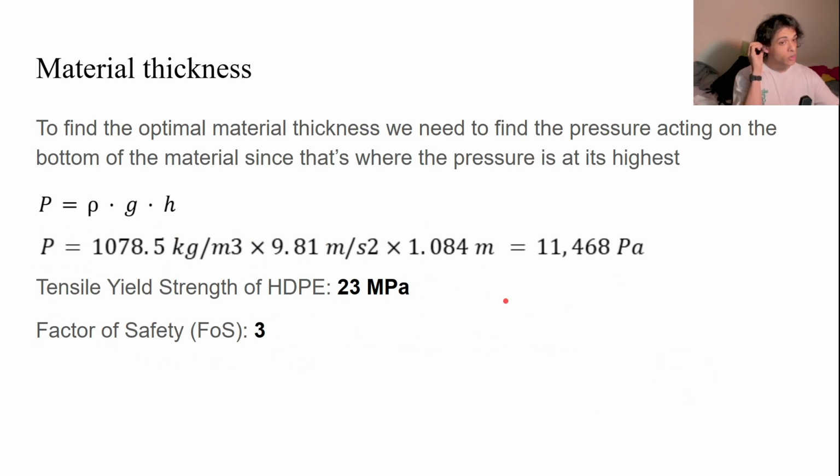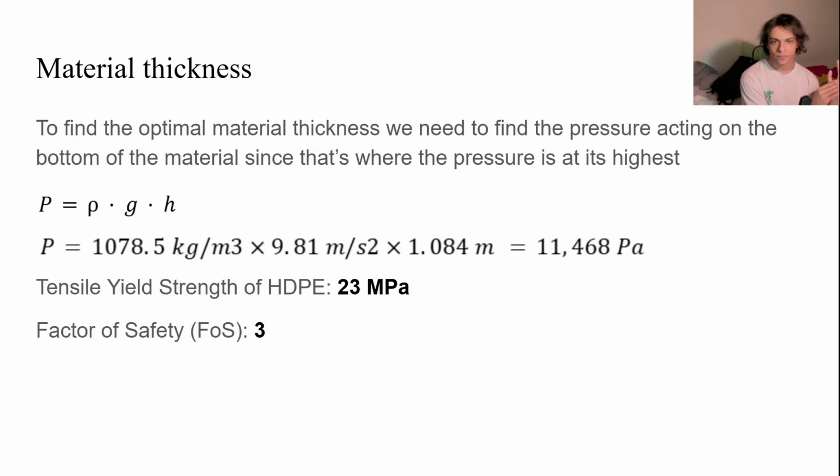So next, we are going to find the thickness that we're going to use of this material. In order to find the thickness, we first need to find the pressure. The acting pressure at the bottom of the cylinder is going to be equal to the density multiplied by the gravity multiplied by the height, or the depth. So we just use the exact same formula that we used earlier, just without the width. So this is going to be around 11,468 pascals. This is the amount of pressure that we're dealing with here.